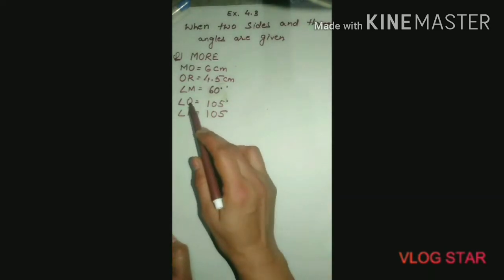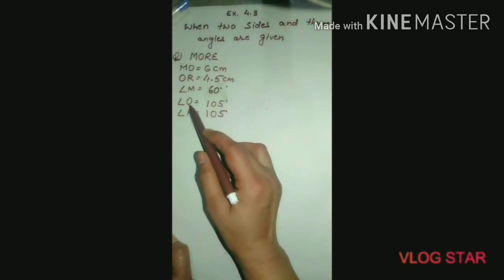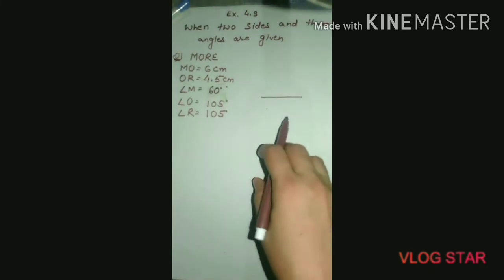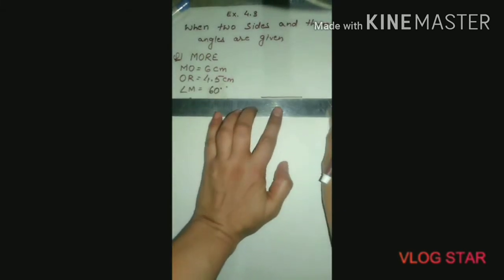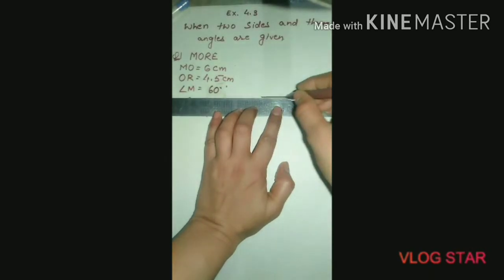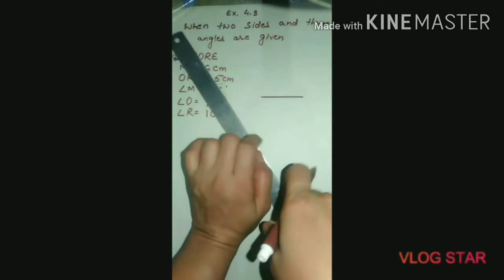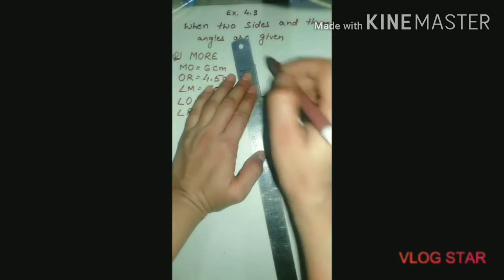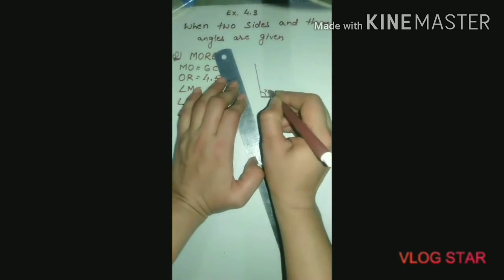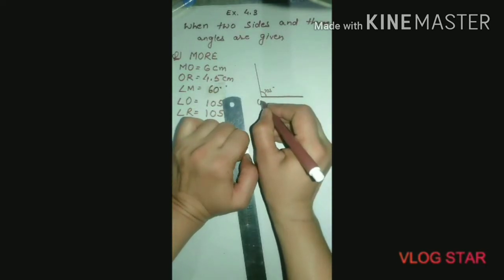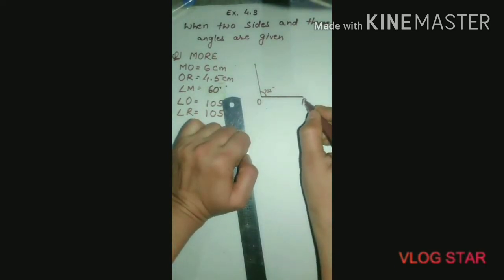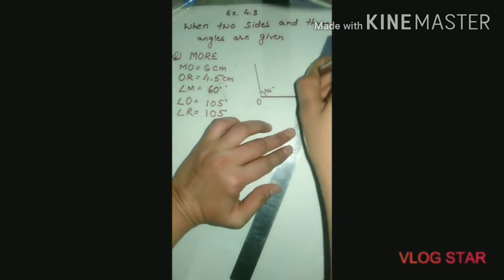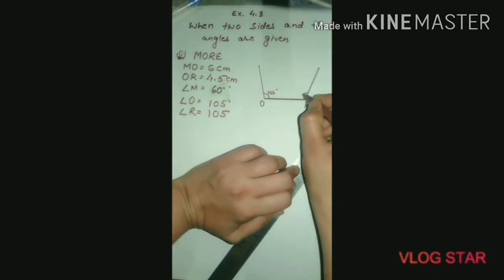So the two angles, angle O and angle R, are given 105 degree. So we will just draw a rough diagram. 105 degree is an obtuse angle, greater than 90 degree. So 105 degree this side, this point we will take as O, this point as R, and 105 degree this side also. This is only just a rough figure.